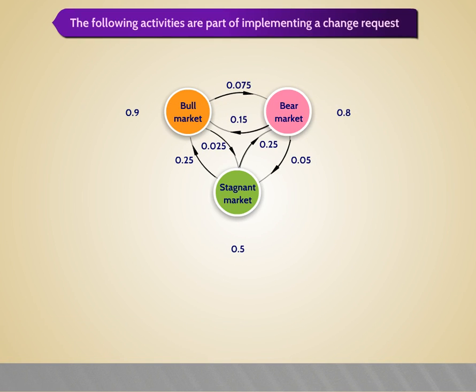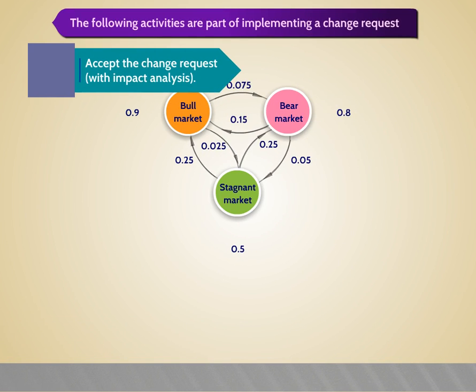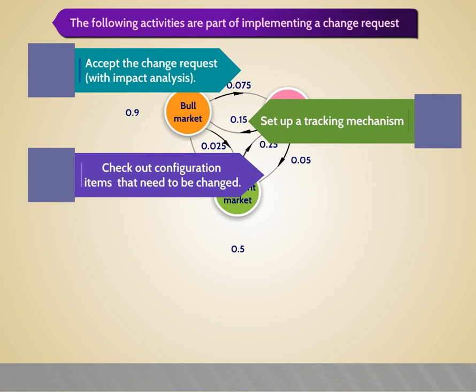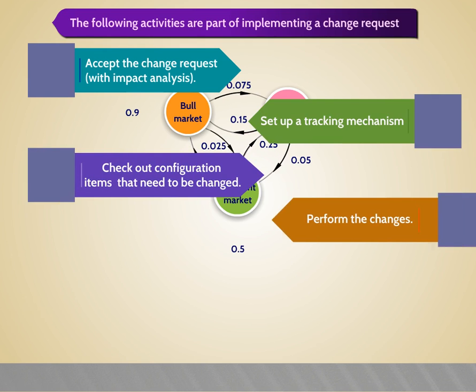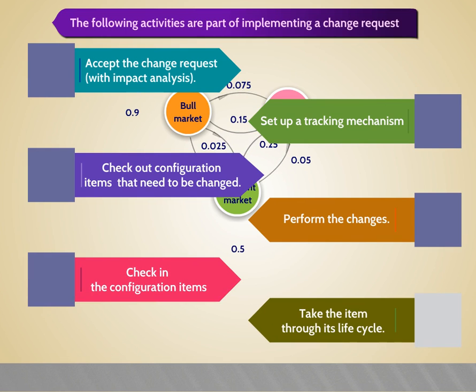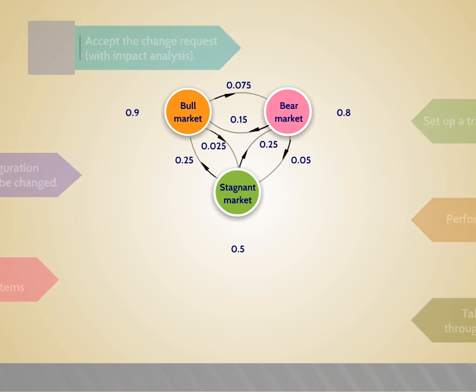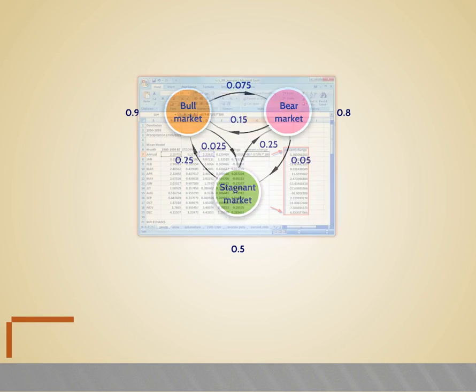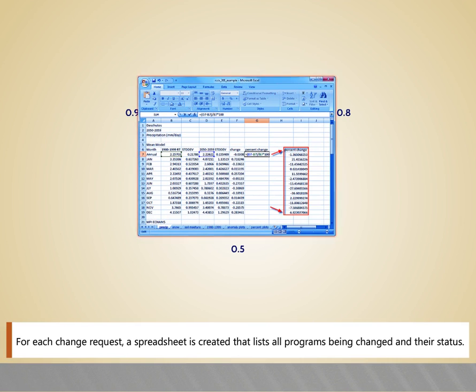The following activities are part of implementing a change request. Accept a change request with impact analysis. Set up a tracking mechanism. Check out configuration items that need to be changed. Perform the changes. Check in the configuration items. Take the item through its life cycle. A spreadsheet-based mechanism is frequently used for tracking the status of change requests. For each change request, a spreadsheet is created that lists all the programs being changed and their status.